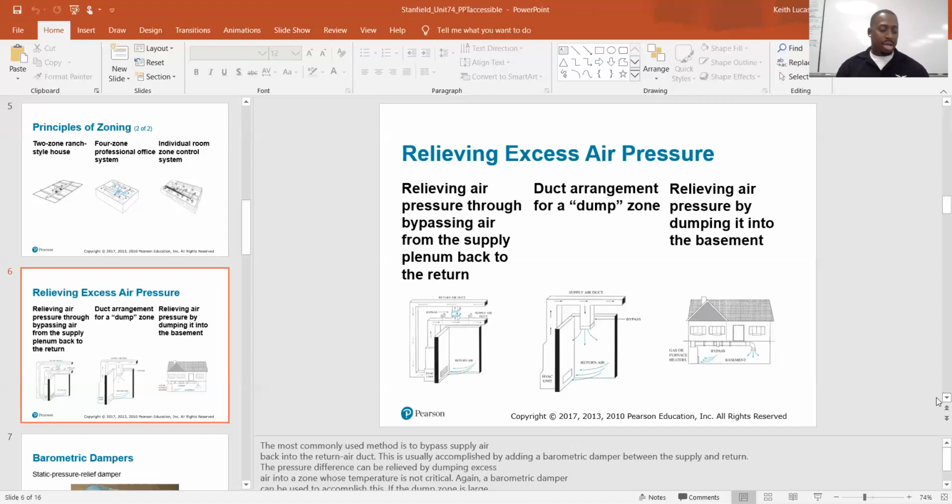Instead of running a bypass from your supply to your return, you can just run an additional supply duct somewhere inconspicuous, like maybe in a hallway somewhere where it doesn't make too much difference. So that way, if 3 of the 4 zones are closed and you've got 1 open, all the excess air can go, it'll push through that damper and just go out into the dump zone. So that's another way of doing it as well.